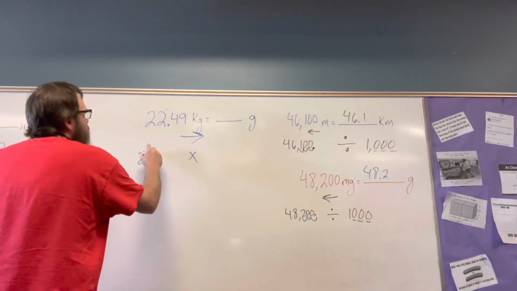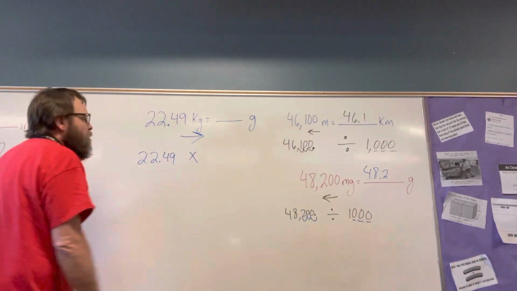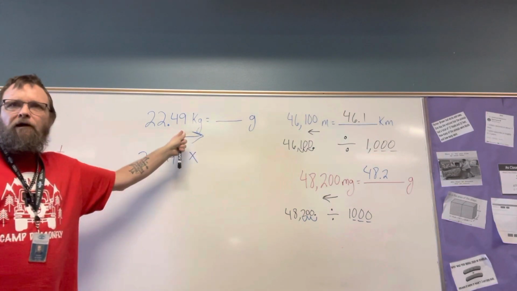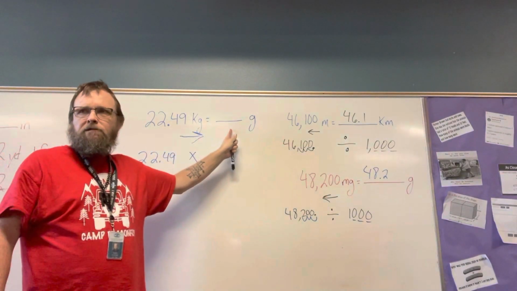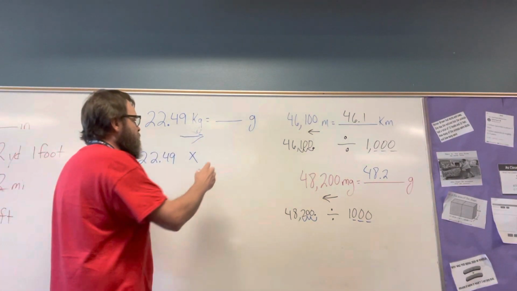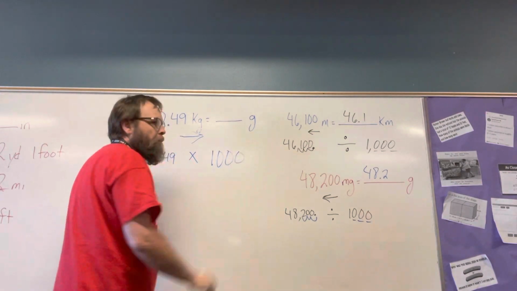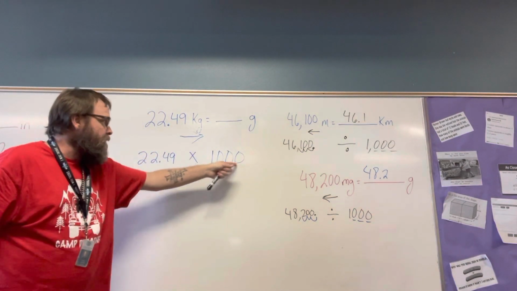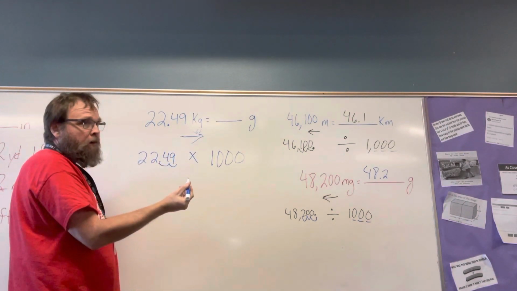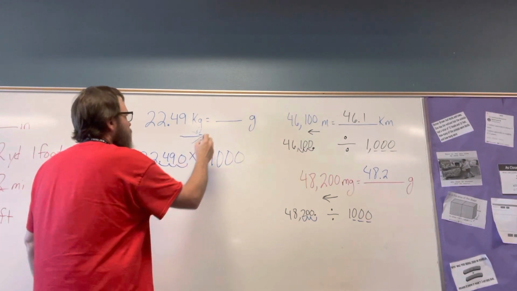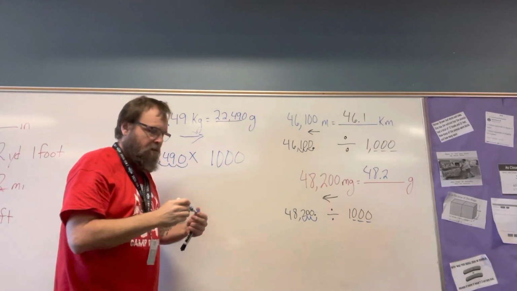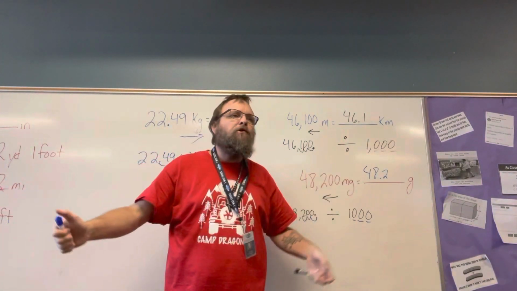So I have 22 and 49 hundredths kilograms. I'm multiplying that by the number of grams in a kilogram, which according to recent studies done by the Albert Einstein Institute of Math and Science is 1,000. So I have to move my decimal point 3 times in this direction. So 1, 2, oh no, I don't have another number. Put a 0 there. So then it ends up with 22,490.